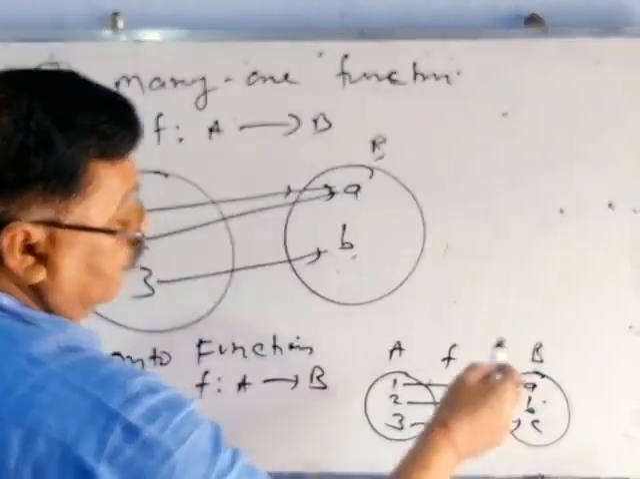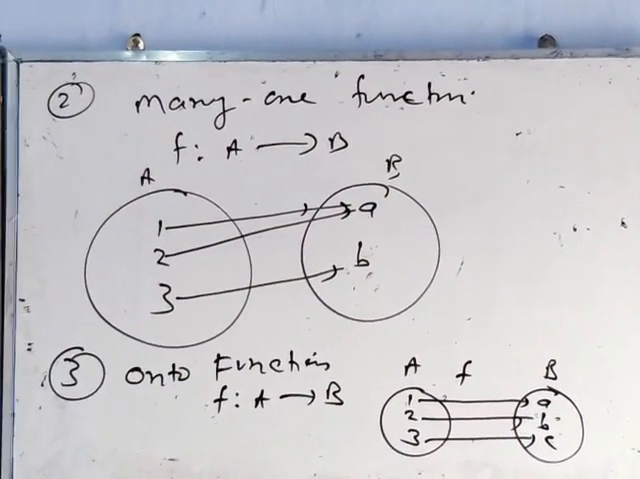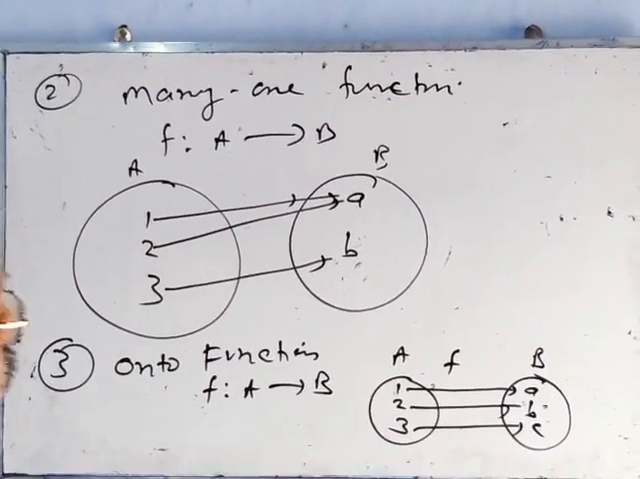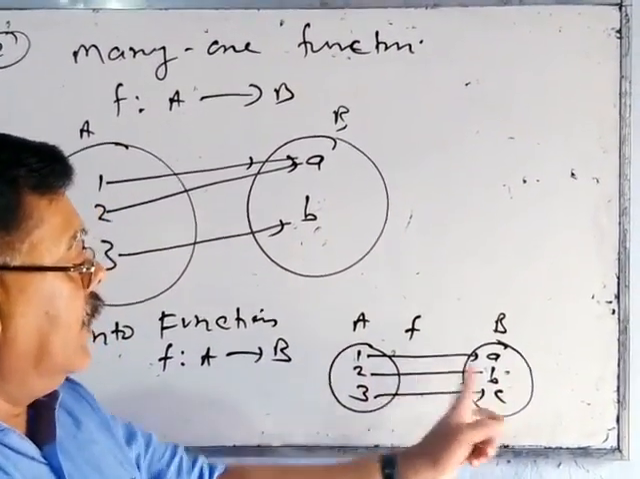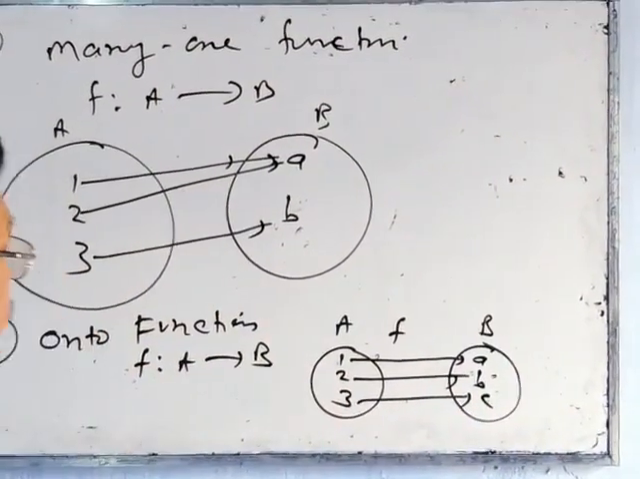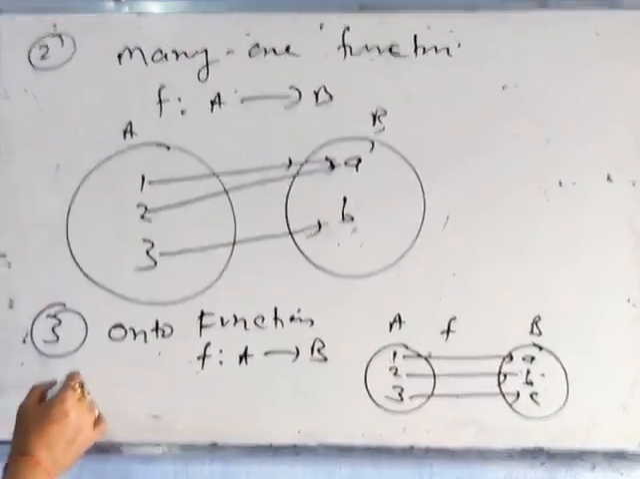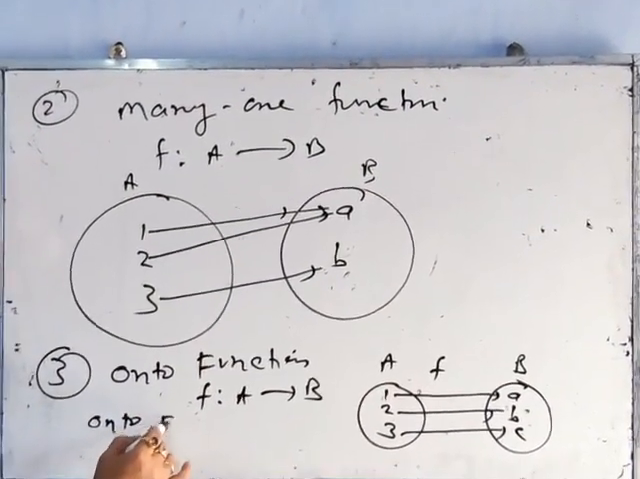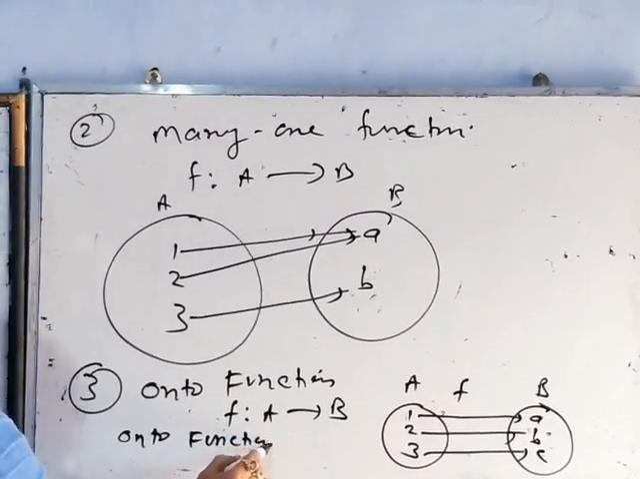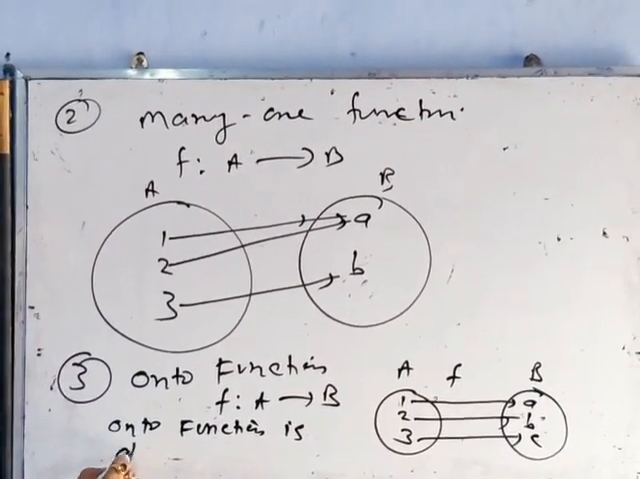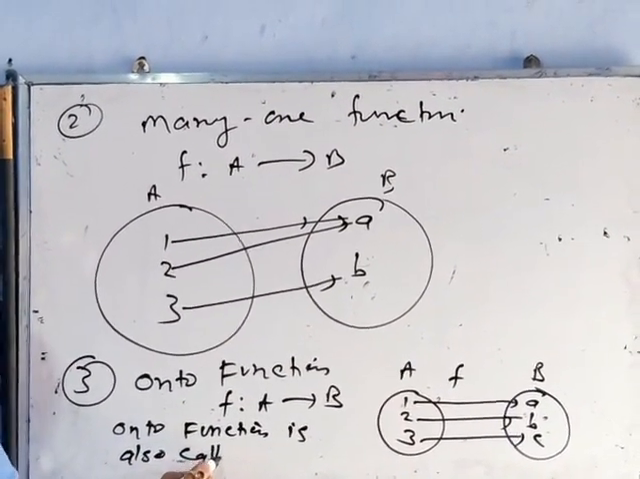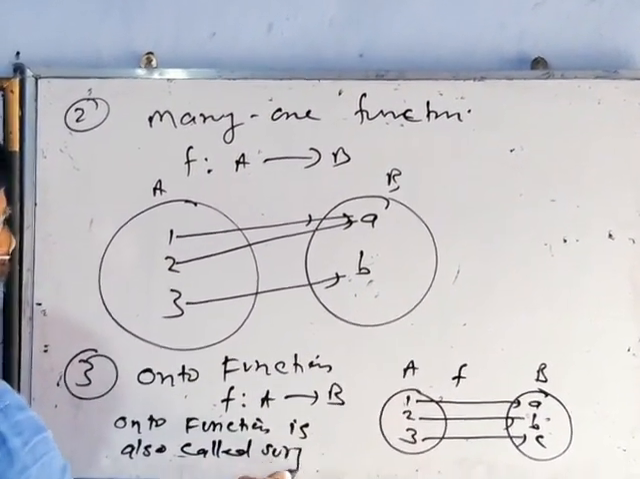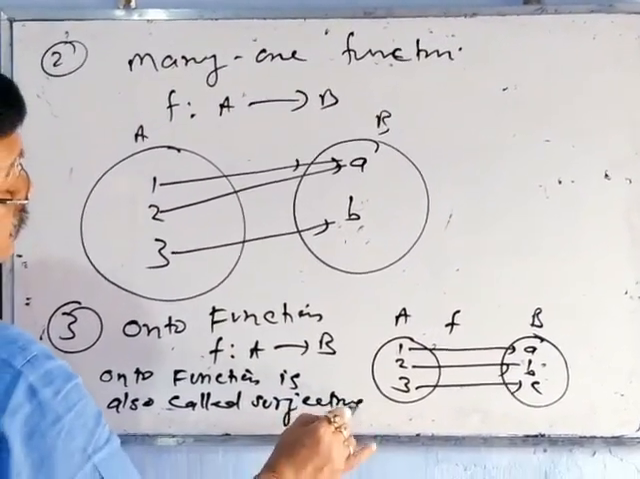Here no elements of the codomain are left. It is an onto function. It is also one-one and onto. So an onto function is called a surjective function.